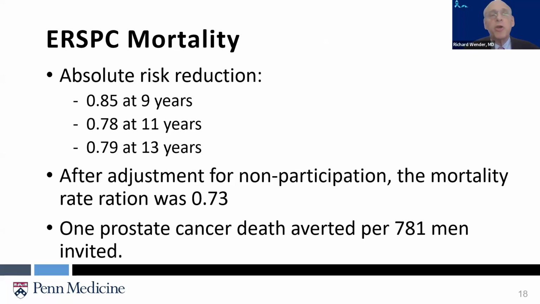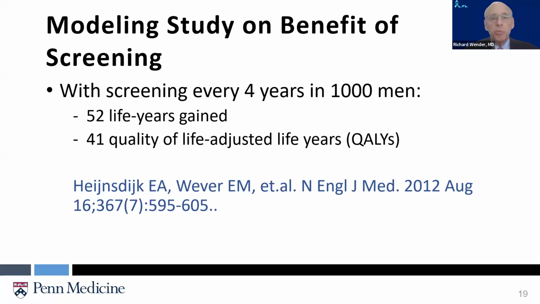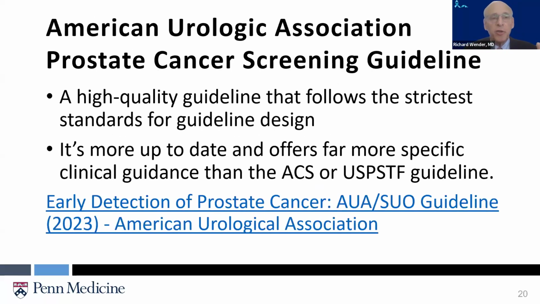So about 1 prostate cancer death averted for every 781 men invited to screening, even more for those who are actually participating. A modeling study showed that with screening every 4 years in 1,000 men, you'd have 52 life years gained and 41 quality adjusted life years gained from screening. Again, you're screening often in older men, so there are some competing causes of death that come along, and treating prostate cancer can affect symptoms as well.